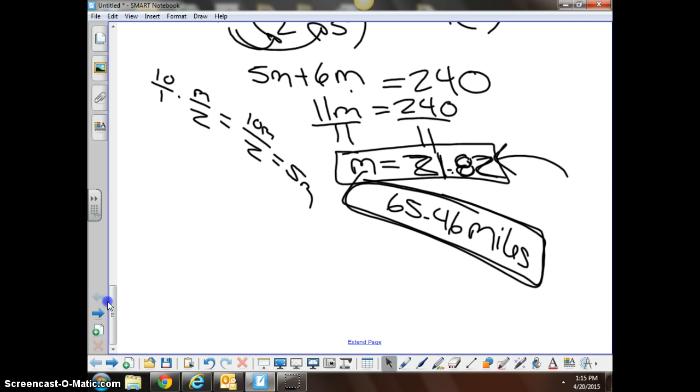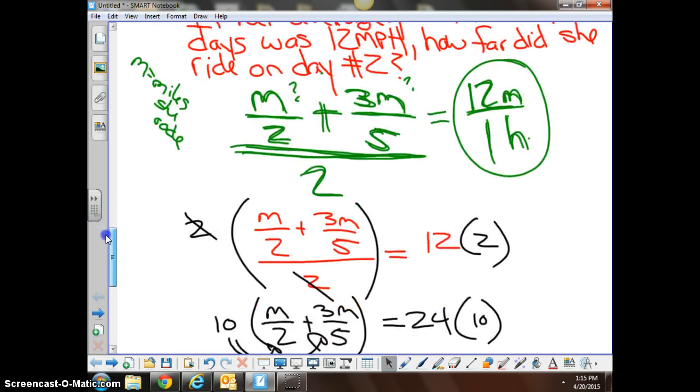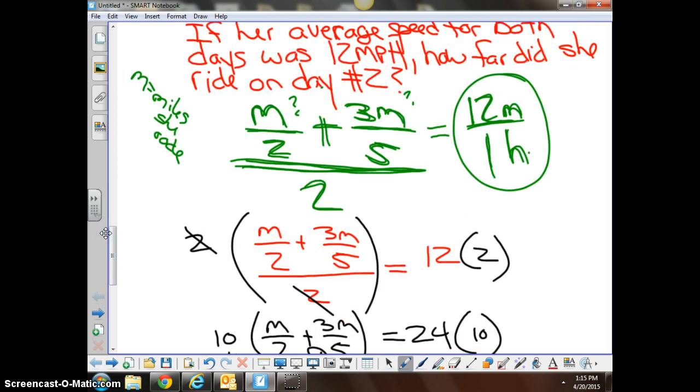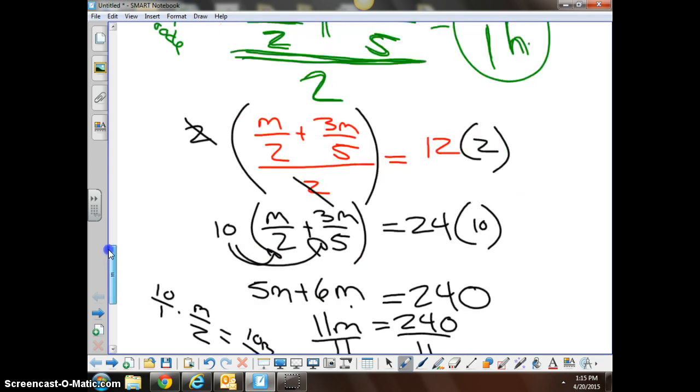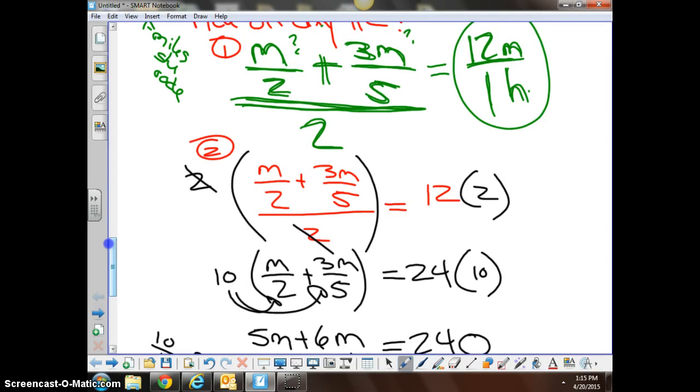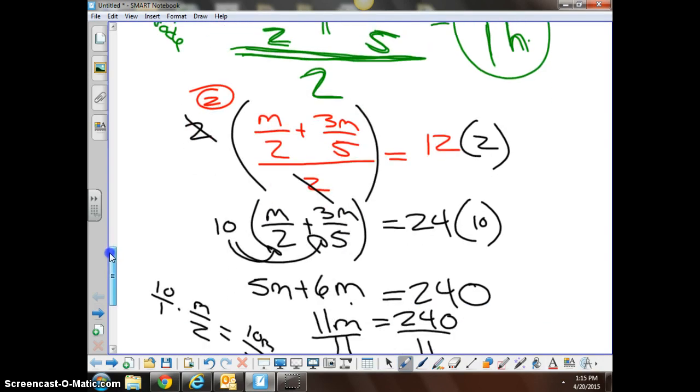Grading wise, and you should know, did we do much different here? Did we do anything new here? Let's go through this problem grading wise. Number 1, can you write it? You should be able to write it, right? Take day 1, take day 2, divide by 2, it equals 12 miles per hour. The second thing, getting rid of the fraction.